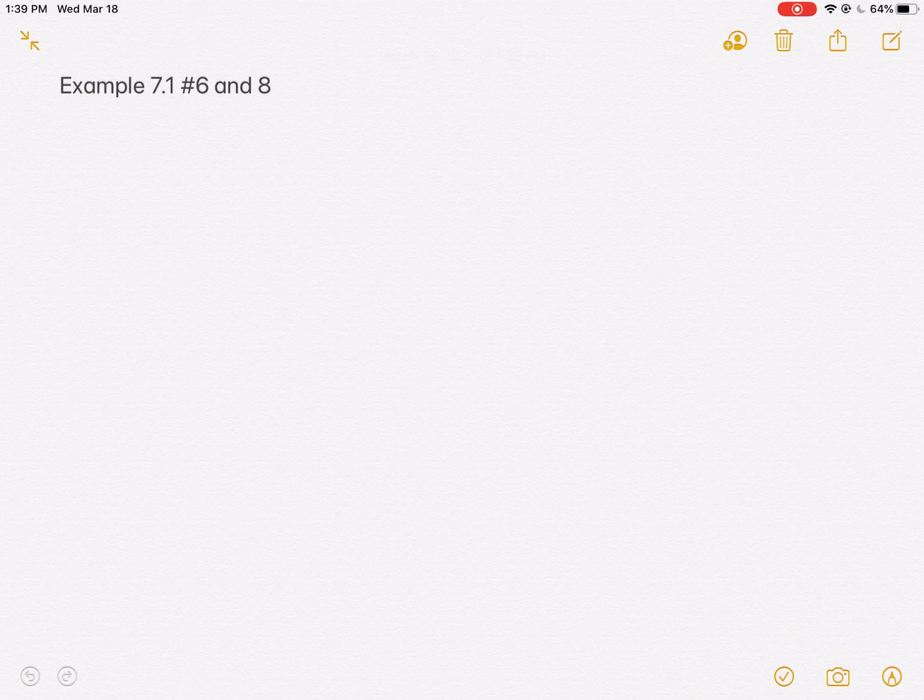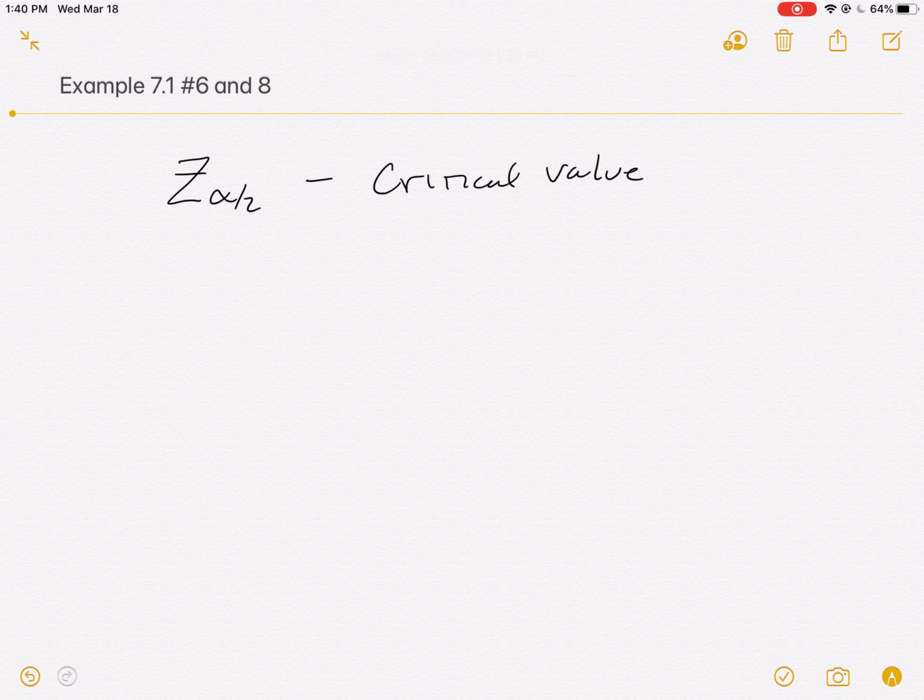So let's look in the book at some of the first examples there and make sure that we're going to be okay, especially finding the hardest thing that we have to go find because most of the other stuff is given to us, the z alpha over 2 or the critical values. So number 6 and number 8 are asking us to find common critical values.